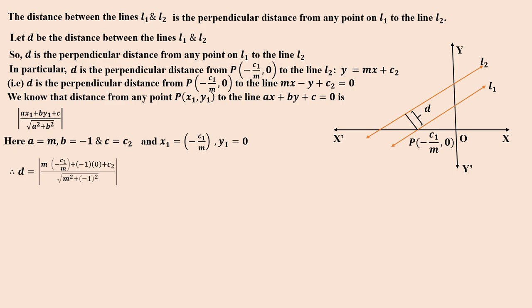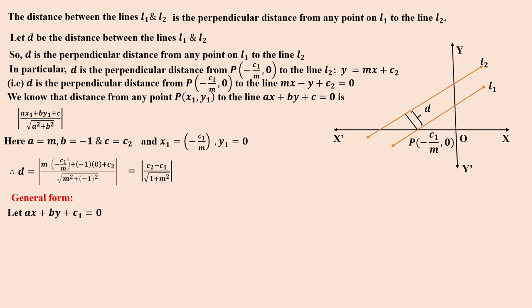Substituting these values, D is equal to modulus of m into minus c1 by m plus minus 1 into 0 plus c2, by root of m square plus minus 1 square, which is equal to c2 minus c1 by root of 1 plus m square. So this is the distance between two parallel lines.